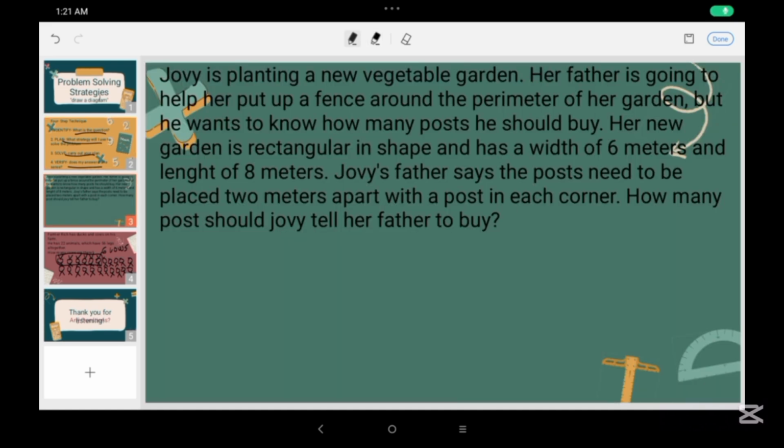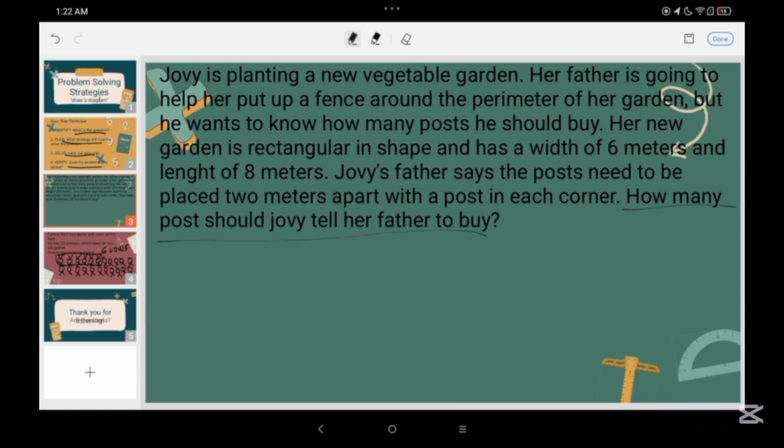Jovi is planting a new vegetable garden. Her father is going to help her put a fence around the perimeter of her garden, but he wants to know how many posts he should buy. Her new garden is rectangular in shape and has a width of 6 meters and length of 8 meters. Jovi's father says the posts need to be placed 2 meters apart with a post in each corner. How many posts should Jovi tell her father to buy? There's our question.